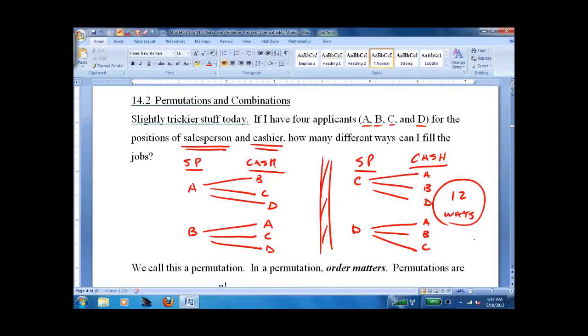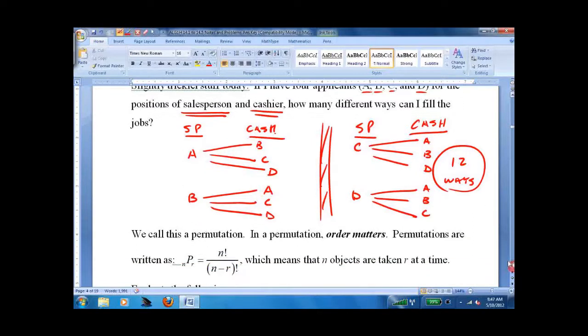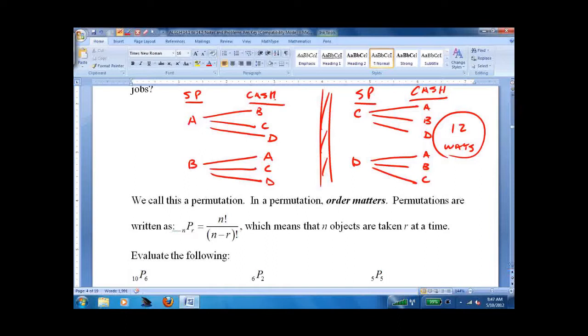This is different than the work we just did previously because it's called a permutation. The order matters. It matters who's a salesperson. It matters who's a cashier. It wasn't 2 salespersons, where I don't care if it goes A, B, or B, A. In this case, it mattered because we have an A, B here and a B, A there, here and here. They're different. A, B is not the same as B, A.